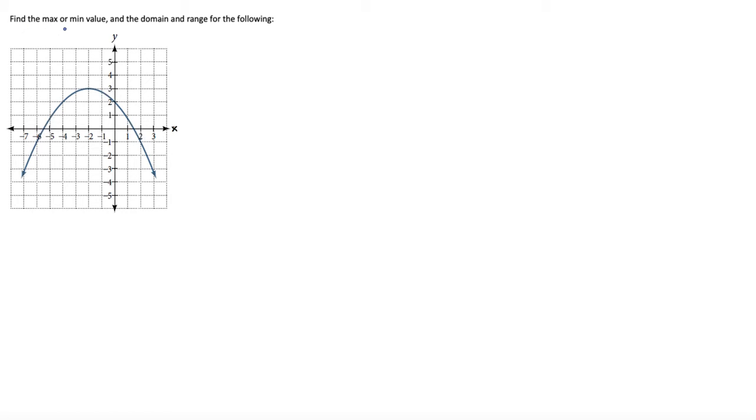Find the max or min value and the domain and range for the following. All right, so here we're given this parabola. We know it's a parabola because of the U-shape, but we notice this one opens downward, so this is going to have a maximum value.